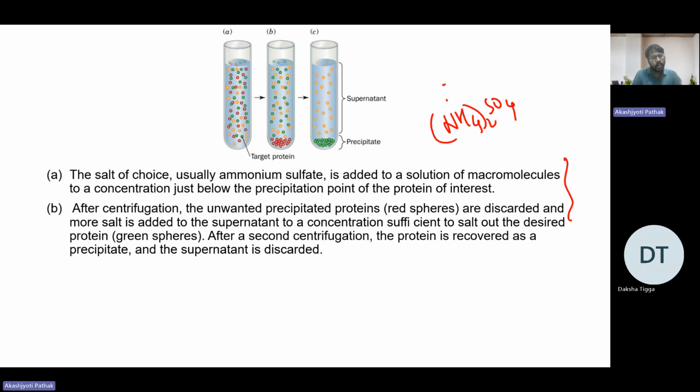So each protein has a particular ammonium sulfate concentration at which it gets precipitated. There can be a protein that gets precipitated at 0.5 molar ammonium sulfate. There can be a protein which gets eluted at 3 molar ammonium sulfate concentration. So accordingly, you can vary this and you can obtain the pure protein.